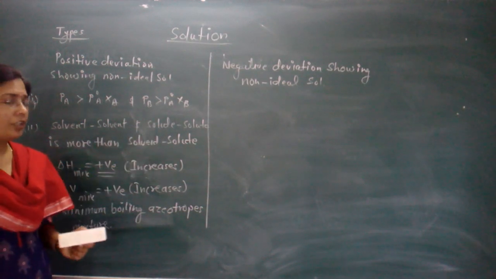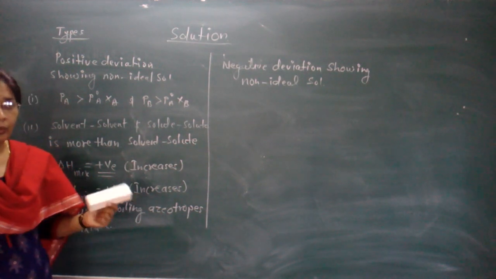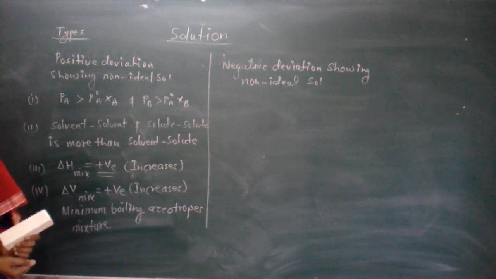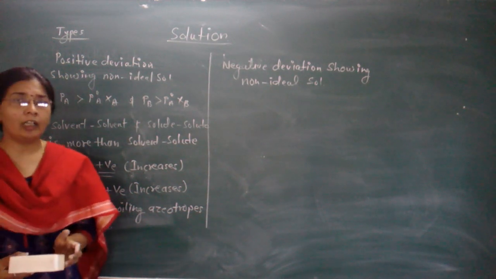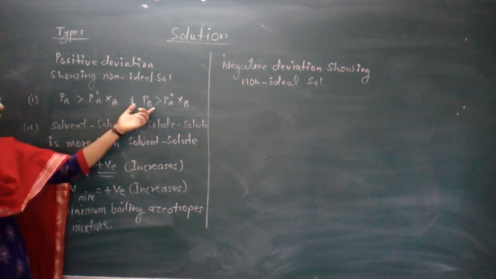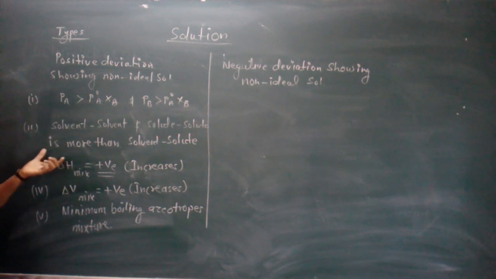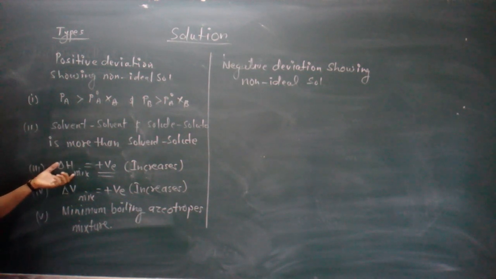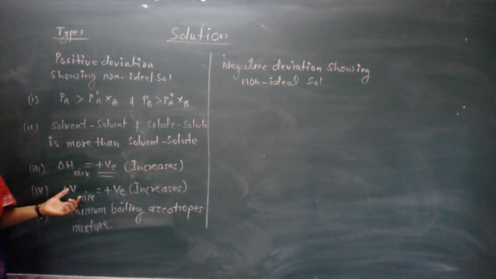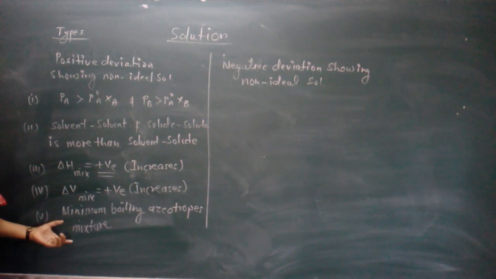When the solvent-solvent and solute-solute interactions are greater than the solvent-solute interaction, that condition, the vapor pressure of solution is more than expected from Raoult's law, meaning PA is greater than P naught A XA and PB is greater than P naught B XB. Secondly, during the formation of such solution, there is increase in enthalpy and volume, that is enthalpy increases, positive, and volume increases, positive, and it forms the minimum boiling azeotropic mixture.